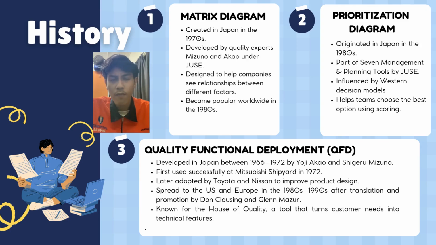It helps companies to understand the relationship between different factors. This tool was widely used in the 1980s. Second, prioritization diagram. Prioritization diagram originated in Japan in the 1980s. It is one of the seven management and planning tools, and helps teams to choose the best option by a scoring method.